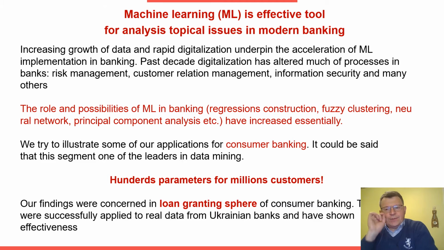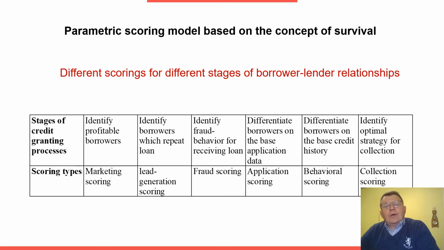We focus our research on the loan granting sphere of consumer banking. Now it essentially grows, especially in the sphere of the so-called neobanks. So, first of all, we want to present how it's possible to develop different things in the scoring approaches, which are among the most popular in machine learning. We want to present some generalization of this. When we consider the application of credit scoring, we can find very many different directions for development.